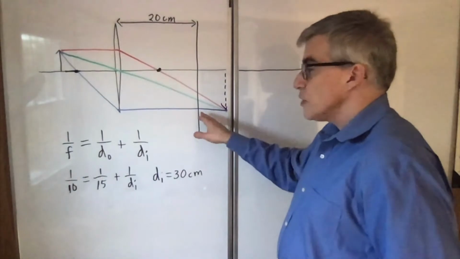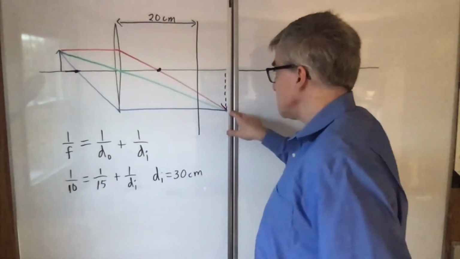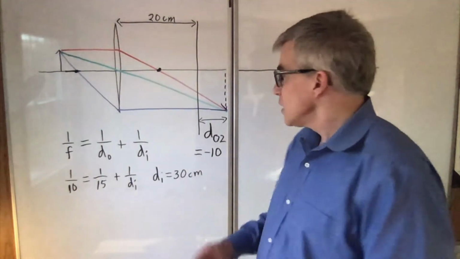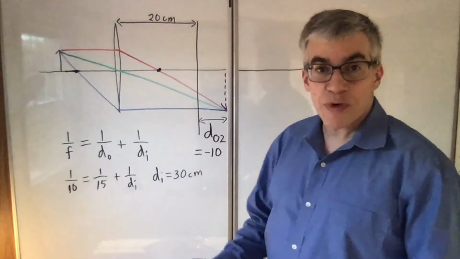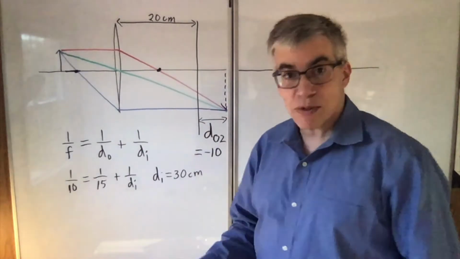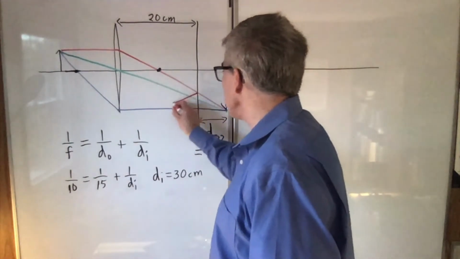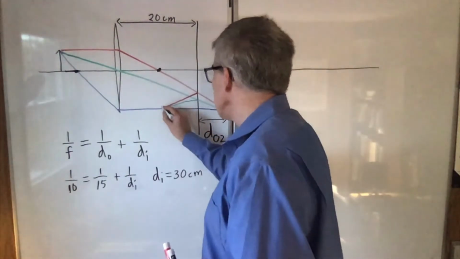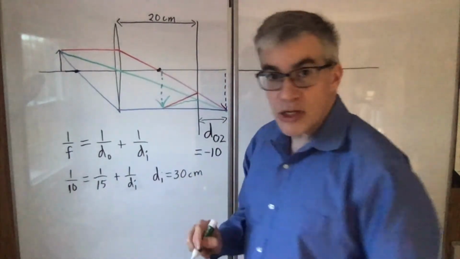What's the DO for the mirror? Well, if this distance is 20 centimeters and this distance is 30, then this must be negative 10. Well, if the DO is negative 10 for the mirror, how do we figure out where the image is going to be? Well, graphically, the light is just bouncing off of a flat mirror, so you can tell that this is simply going to bounce off like this, and this is going to bounce off like this, and that's going to bounce straight back, and so this would be your final image.